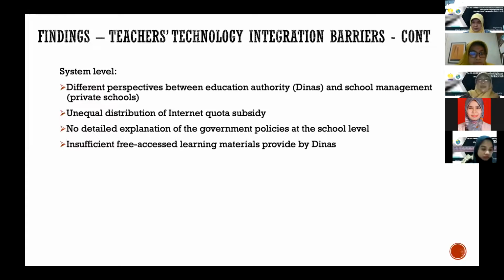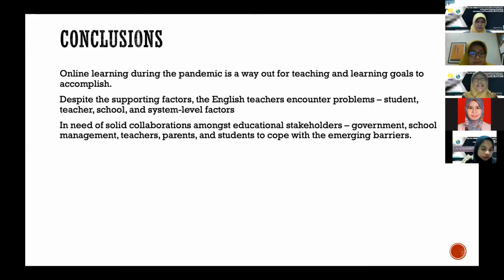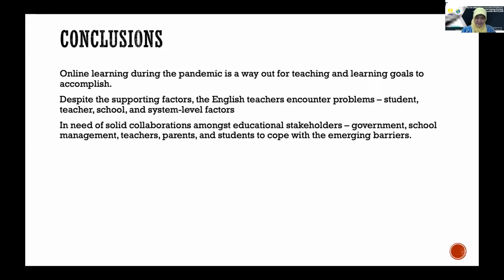Okay, so these are the conclusions. Online learning during the pandemic is a way out for teaching and learning goals to be accomplished, despite the supporting factors that I did not mention in my presentation. The English teachers encounter problems in terms of student, teacher, school, and system level factors. And this really needs solid collaboration among educational stakeholders, the government, school management, teachers, parents, and students, to cope with the emerging barriers.